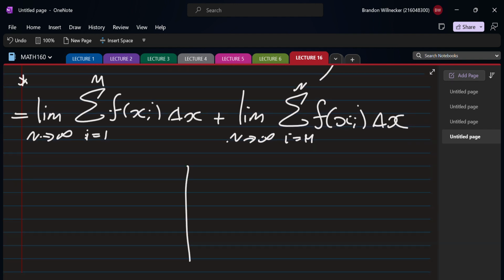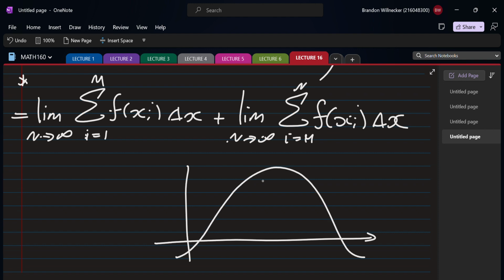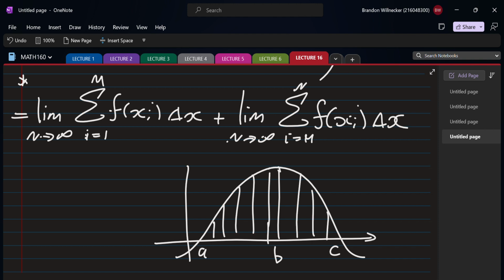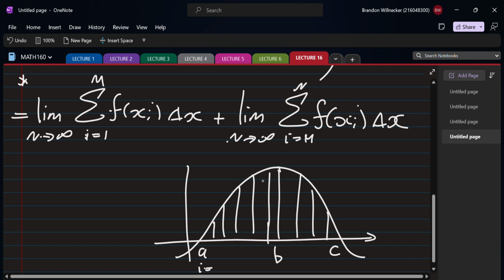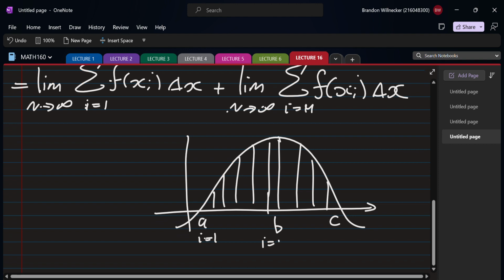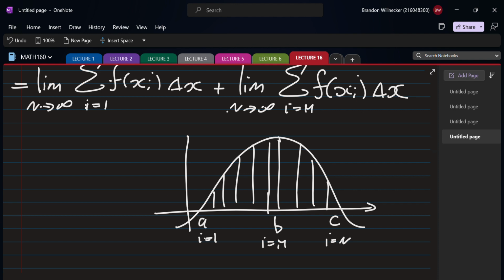I'll just draw a picture again, and then we can see what to do. So we've got our a, b, and c. We've got our rectangles here. At the beginning, i is equal to 1, then i is equal to m, and i is equal to n. So we've got this bunch of rectangles there. We've got a problem with that first limit there.